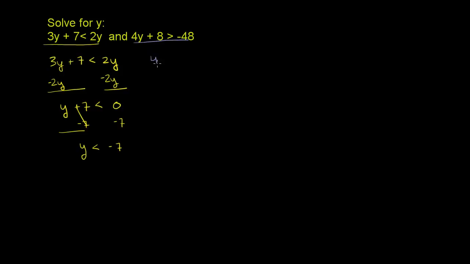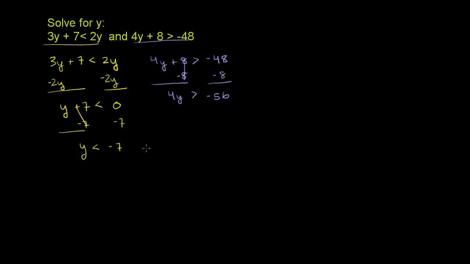We have 4y plus 8 is greater than negative 48. So let's get rid of the 8 from the left-hand side. So we can subtract 8 from both sides. The left-hand side, we're just left with a 4y, because these guys cancel out. 4y is greater than negative 48 minus 8. So we're going to go another 8 negative. So 48 plus 8 would be 56. So this is going to be negative 56.